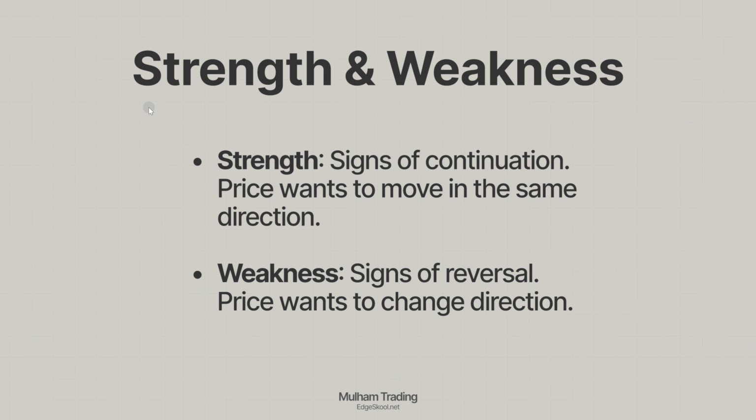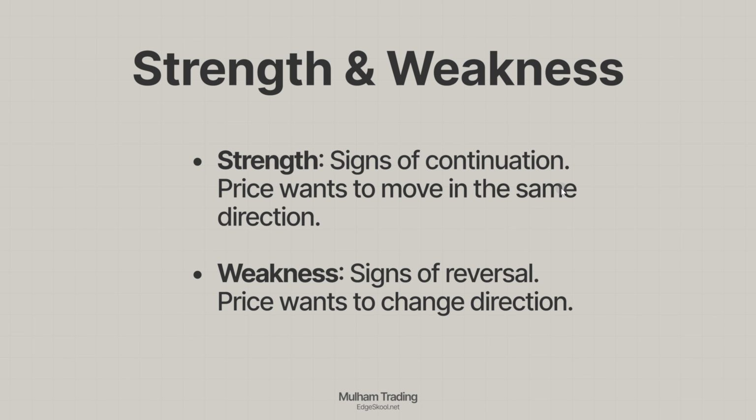The first concept is one that I've talked about a lot. It is the strength and weakness. It's actually something that we can find on the chart all the time. And the core idea is that strength is a sign of continuation, and it's telling me that price wants to move in the same direction. However, on the other hand, weakness is signs of reversals, and it's telling me that price actually wants to change the direction. And for today's setup, we're going to be focusing on weakness. So we're looking for when price wants to change direction, we want to trade the reversal, but we're also going to be focusing on safe reversals other than risky ones.